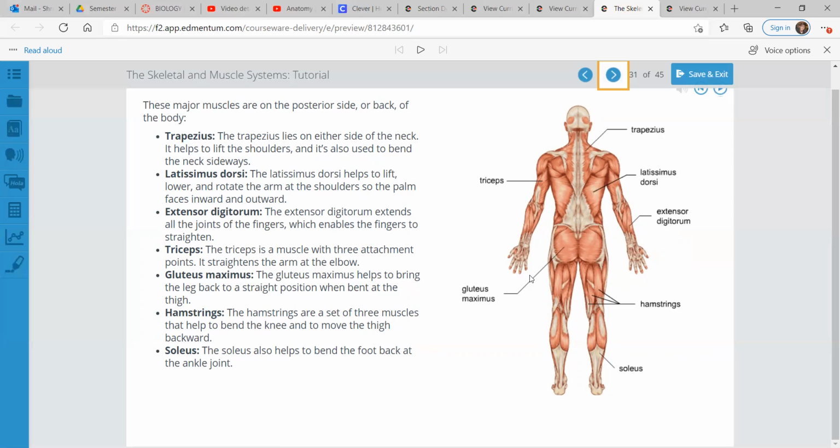Hamstrings. The hamstrings are a set of 3 muscles that help to bend the knee and to move the thigh backward. Soleus. The soleus also helps to bend the foot back at the ankle joint. So right there. This is all the lower body region.